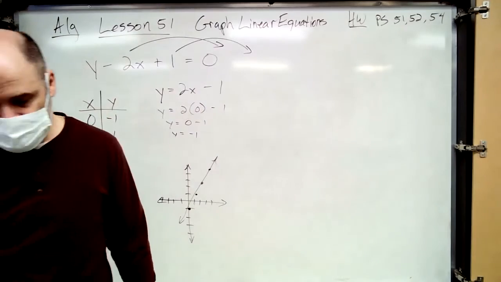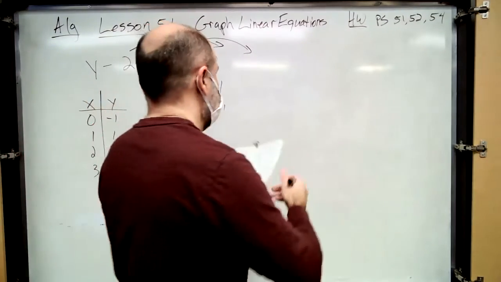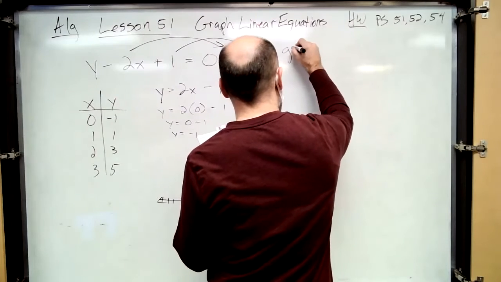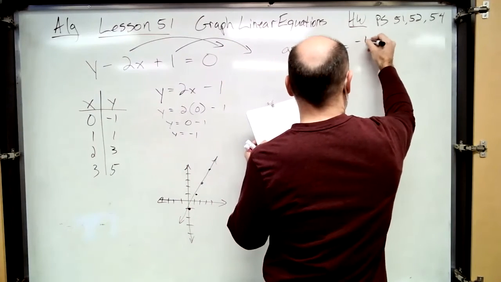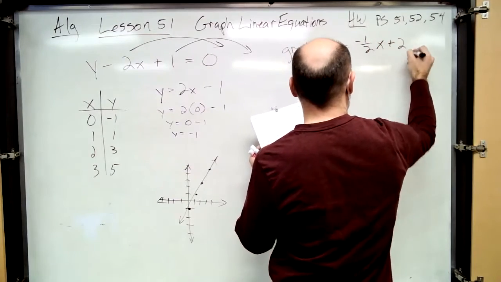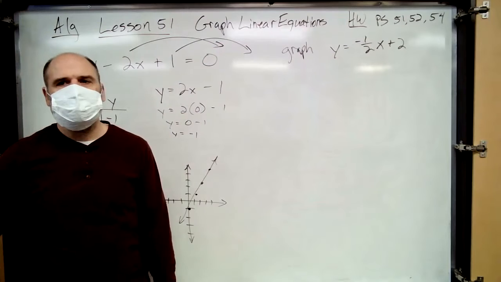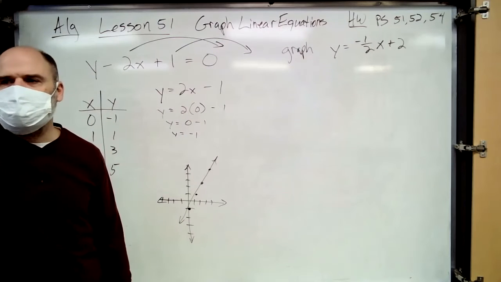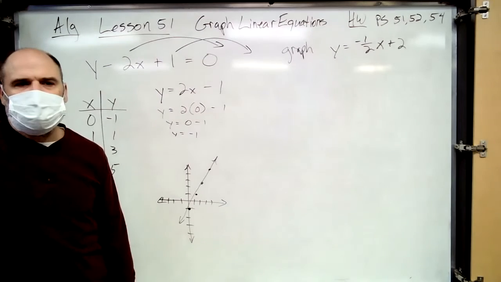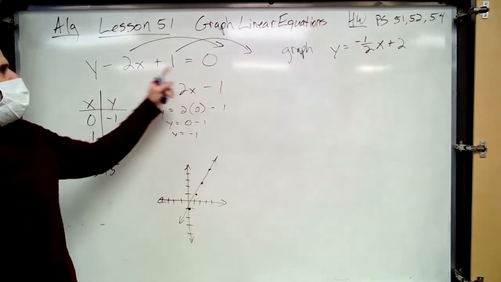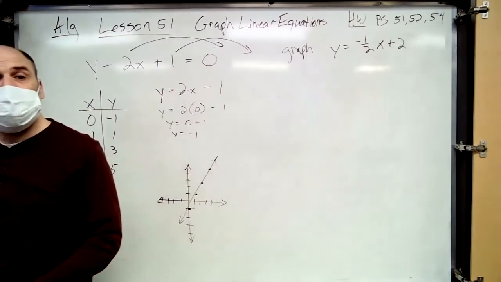Okay, so let's graph another line here. Let's see. Let's try this one. Let's graph this equation. Y equals -1/2 x plus 2. Okay, what's the first thing you do? Remember the first thing we did over here in the first example? We got the variable by itself. Yeah, so it's already by itself, so we don't have to do this. Now we've got this situation. Now what do we do?